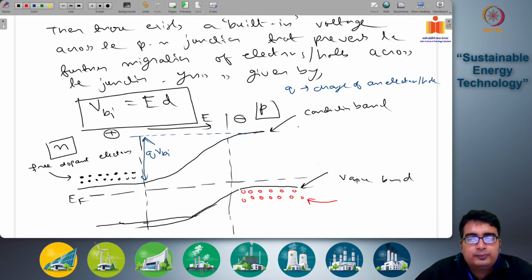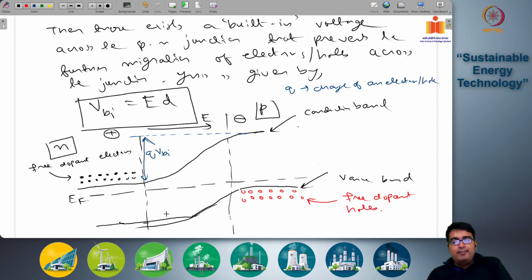So these are the free dopant holes. Okay. And again, because of this energy gradient here, these holes cannot travel on this side. Okay. And that is why further migration of electrons and recombination into holes is being stopped by this energy gradient.